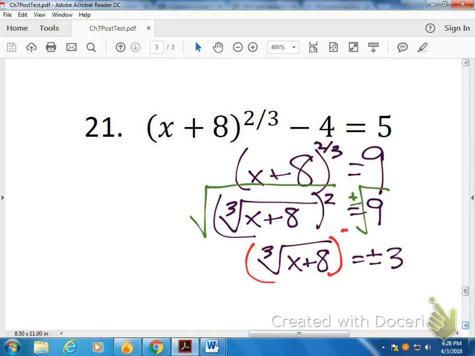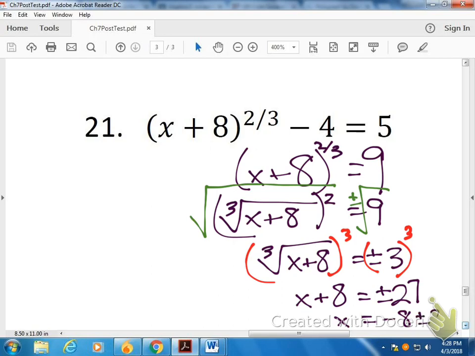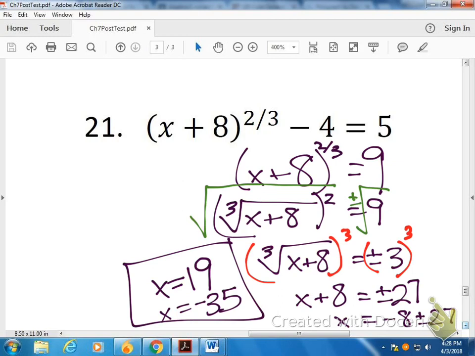So now I'm going to raise both sides to the third power, so the third root undoes the third power. So x plus 8 equals plus or minus 27. So I'm going to have to take negative 8 plus 27 and then subtract 27. We've got two possible answers here. We either get 19 or negative 35. And they both check out if I actually plug those into my calculator or do it by head.